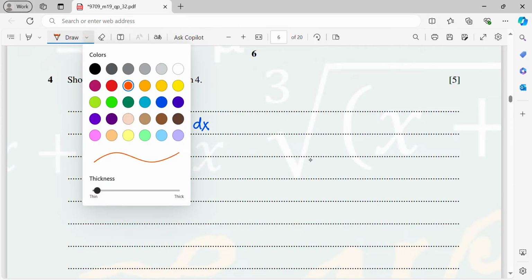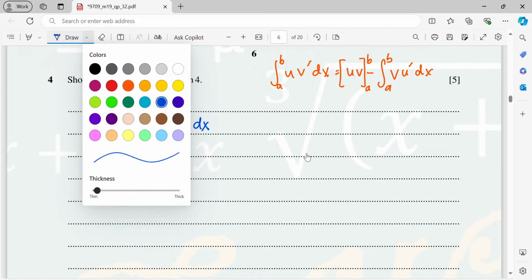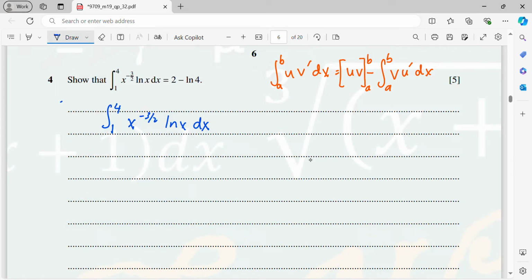Integration by parts is the integral of u v prime dx equals uv minus the integral of v u prime dx. If with limits, just add on the limits. Now the u is ln x, because we can differentiate ln x, but we cannot integrate ln x. So my u is ln x.